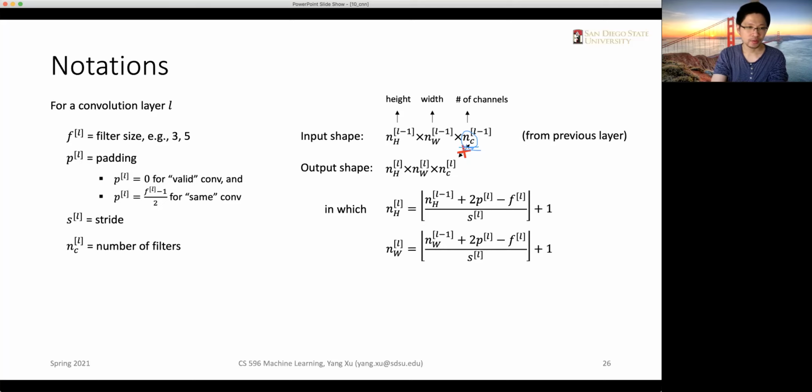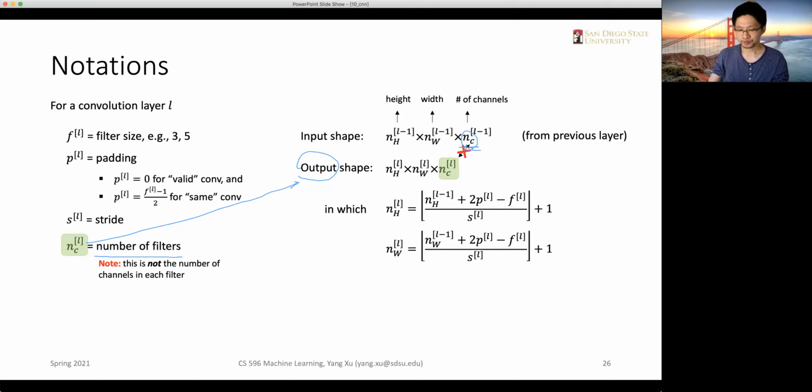The NC for the current layer, which is the output shape, the number of channels in the output, is actually determined by the number of filters used. If 10 filters are used, then this NC would be 10. If it's 20 filters, then it's 20. So it is not the number of channels in each filter.